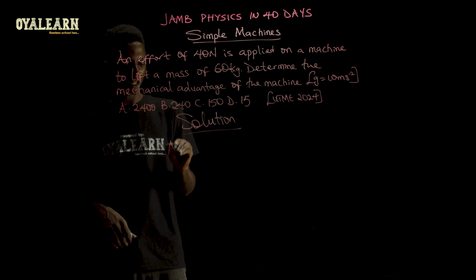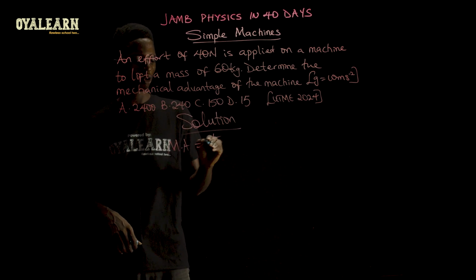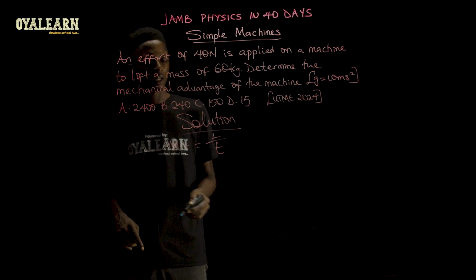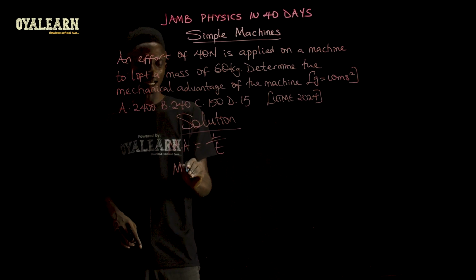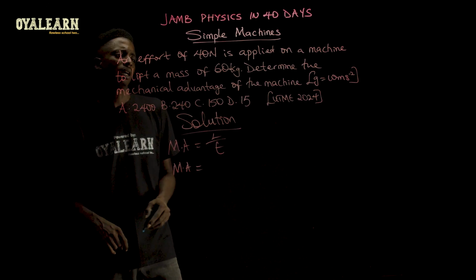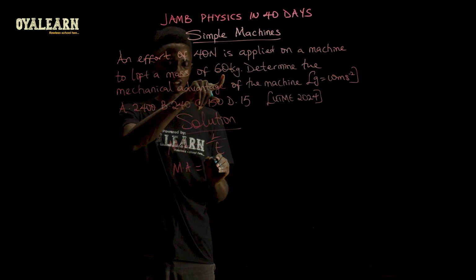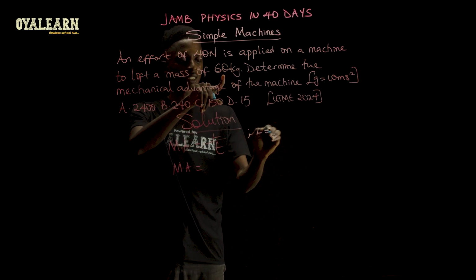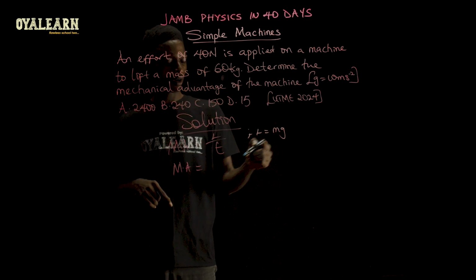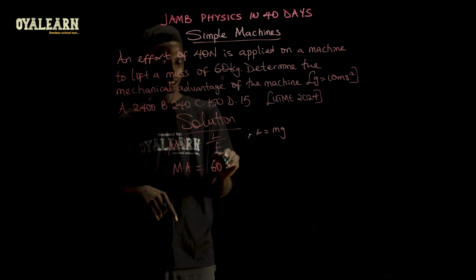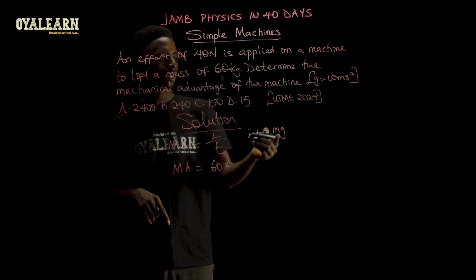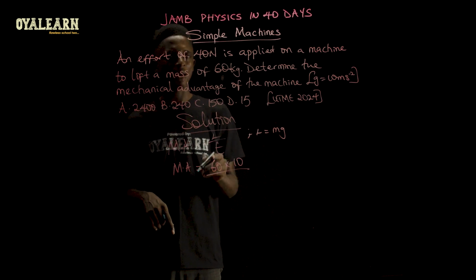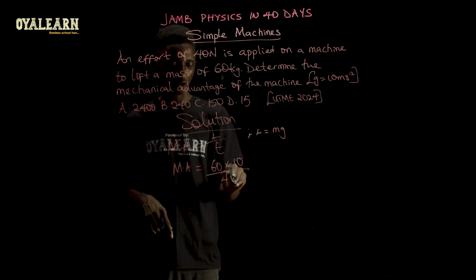Now, mechanical advantage, MA, is load over effort. So let's apply that. So we can then say mechanical advantage equals, what is the load? The load has a mass of 60 kg. So note here, load is mg. So mass 60 kg multiplied by acceleration due to gravity, that's 10. Now all divided by the effort applied, which is 40.